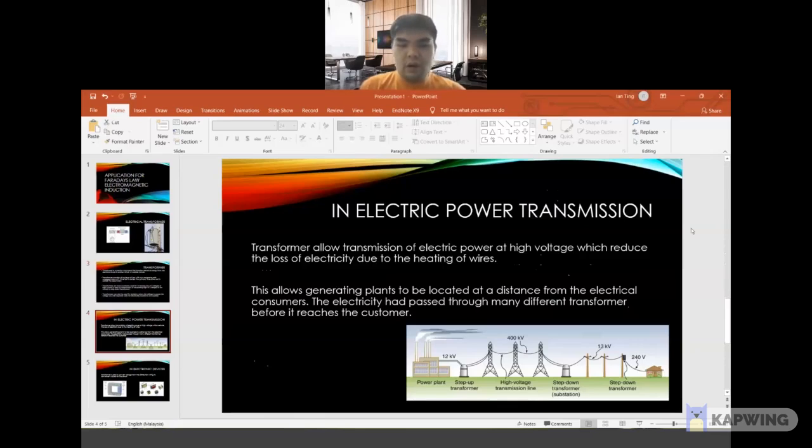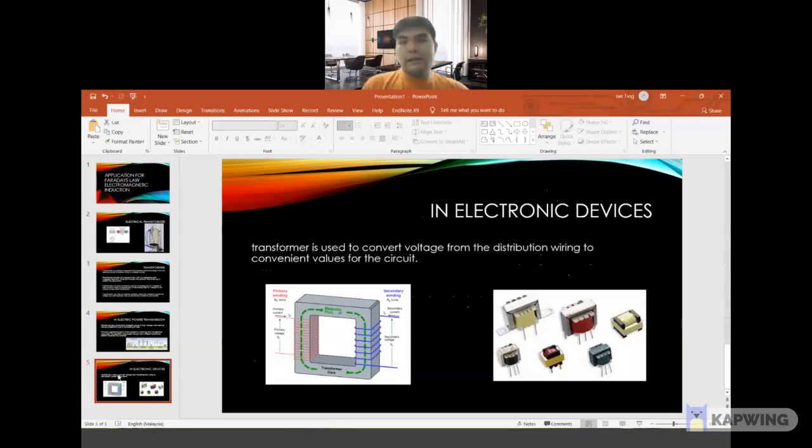A transformer allows transmission of electrical power at high voltage. This reduces the loss of electricity due to heating of the wire. By this, we can allow the generating plant to be located at a distance from the electrical consumer. The electricity has to pass through many different transformers before it reaches the customer, as we can see in this image.